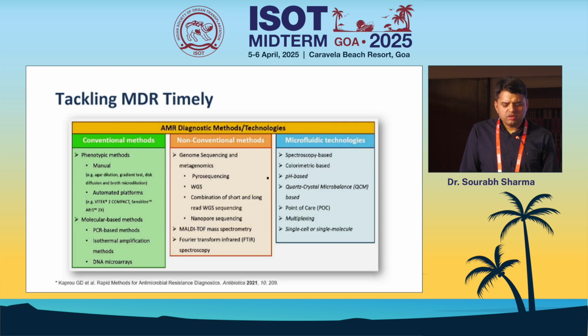So gone are the days when we used to get the culture reports in days and weeks by the conventional methods. Now there are non-conventional methods like genomic sequencing and mass spectrometry, and there is infrared spectroscopy. By these methods, we can get the culture reports within hours, and we can also get the gene sequencing by which we can have the resistance pattern also.